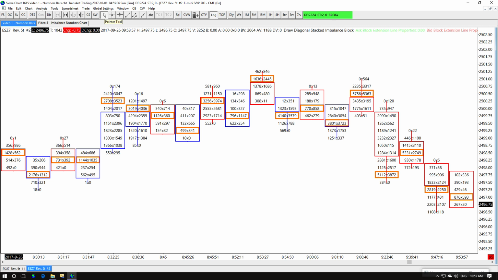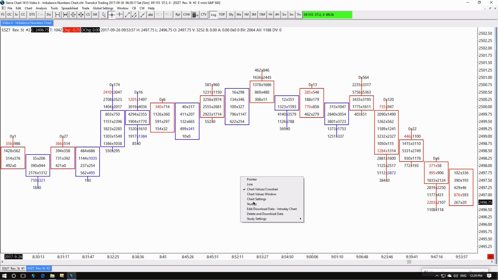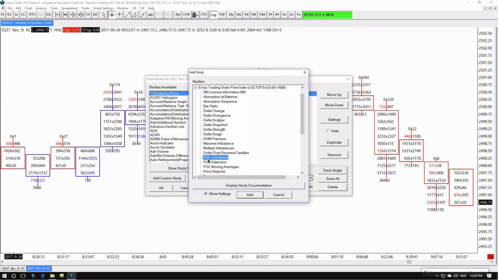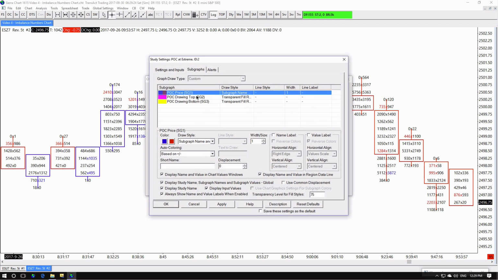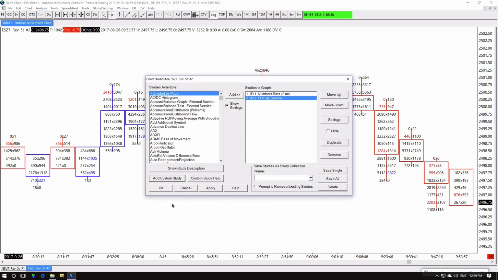Of course, the opposite applies if we've got the point of control at the bottom of the bar and the bar closed higher. There was a battle over price at the extreme of the bar and the buyers won. When we come across this situation, it's a pretty clear indication of which side of the market holds more power and is able to absorb the trading activity of the other side of the market. And we can use the emoji POC at extreme indicator to highlight these trading conditions.